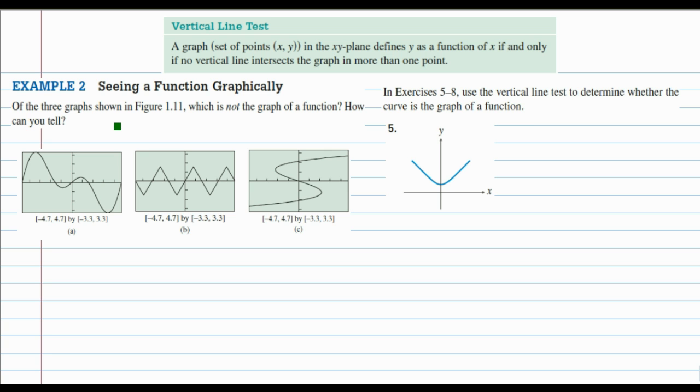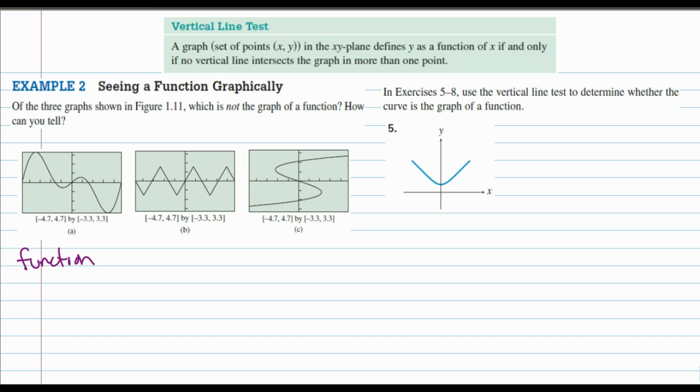Looking at example 2, we're supposed to decide which one is and which one is not a function. A, this relationship does pass the vertical line test. Any vertical line I will pretend to draw would only pass through that relationship once, which makes it a function.